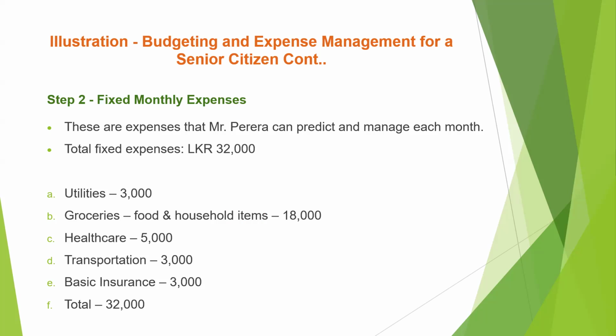Each and every month they have medical expenses. They have to go and visit the doctor, and medical expenses are very high in today's context, right? So I have allocated 5,000. But sometimes you may have to be hospitalized. In that case, how do these expenses get taken care of? That's why I have taken basic insurance.